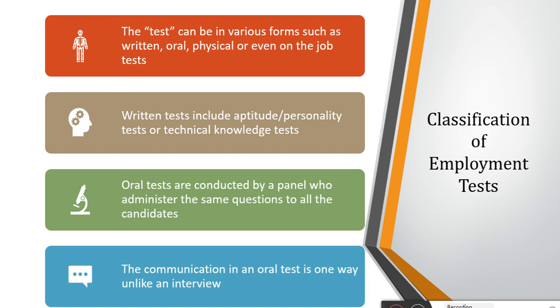अगर हम एम्प्लॉयमेंट टेस्ट्स की बात करें तो उसकी जो क्लासिफिकेशन दी गई है वो मुख्तलिफ फॉर्म्स में हो सकती है। मिसाल के तौर पर रिटन टेस्ट भी लिया जा सकता है, ओरल भी लिया जा सकता है, फिज़िकल भी लिया जा सकता है, और ऑन जॉब टेस्ट भी लिए जा सकते हैं। So the test can be in various forms such as written, oral, physical or even on the job tests.